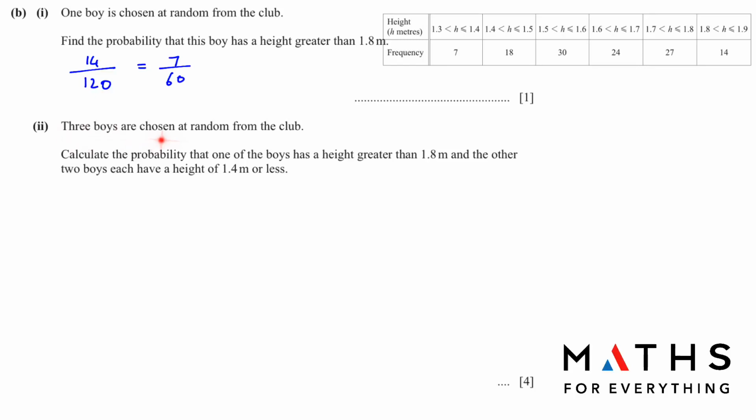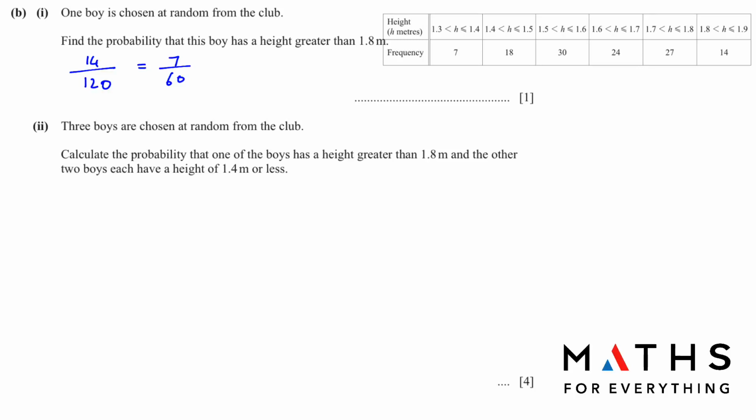B2. 3 boys are chosen at random from the club. Calculate the probability that one of the boys has a height greater than 1.8, which we already found, and the other 2 boys each have a height of 1.4 m or less. 3 boys are chosen at random from the club. Calculate the probability that one of the boys has a height greater than 1.8 meter and the other 2 boys each have a height of 1.4 meter or less.